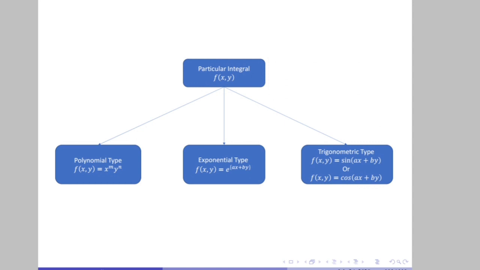In the polynomial type, we use the binomial expansion for 1 by f of D comma D dash. For the exponential type, we substitute D is equal to a, D dash is equal to b. For the trigonometric type, we use D square is equal to minus a square, D D dash is equal to minus ab, D dash square is equal to minus b square.